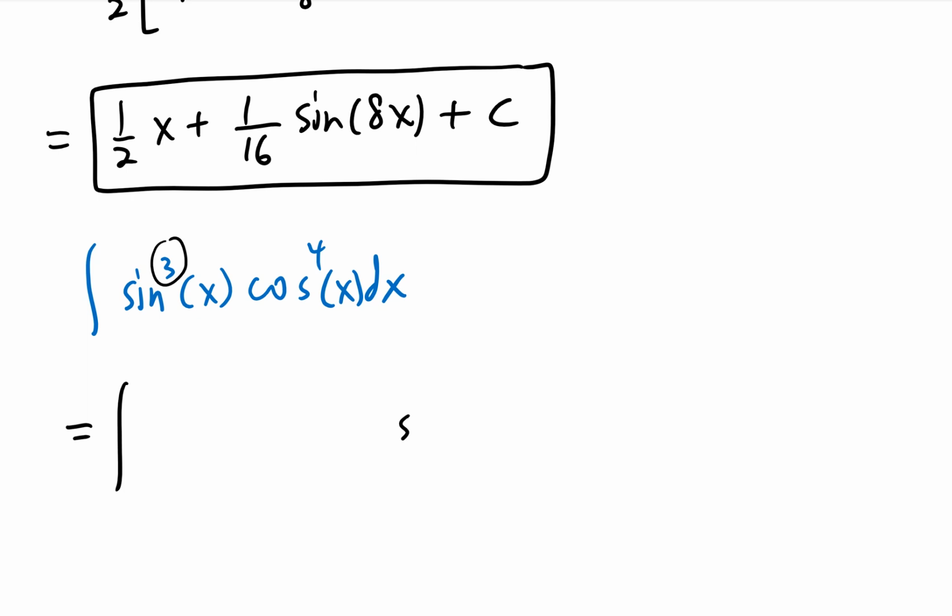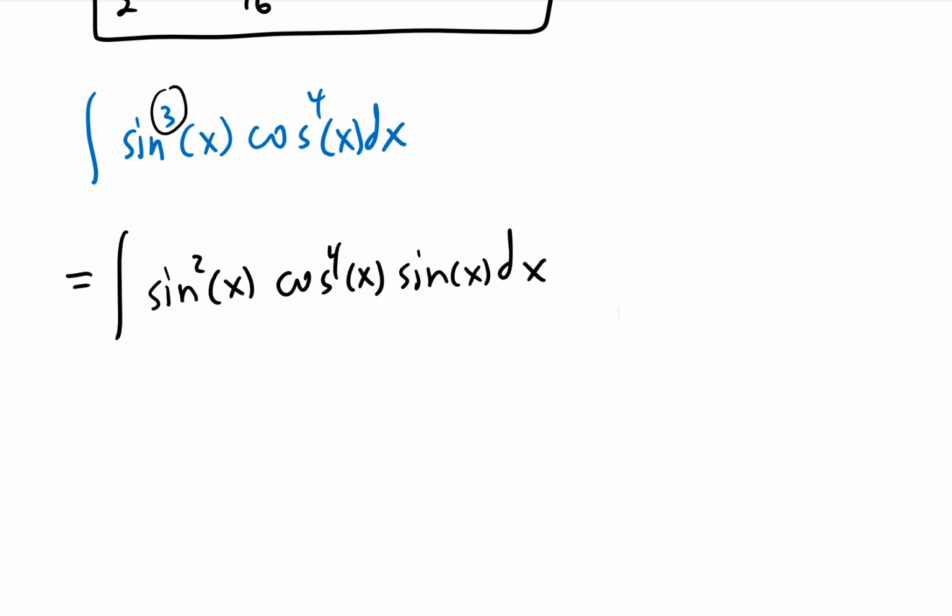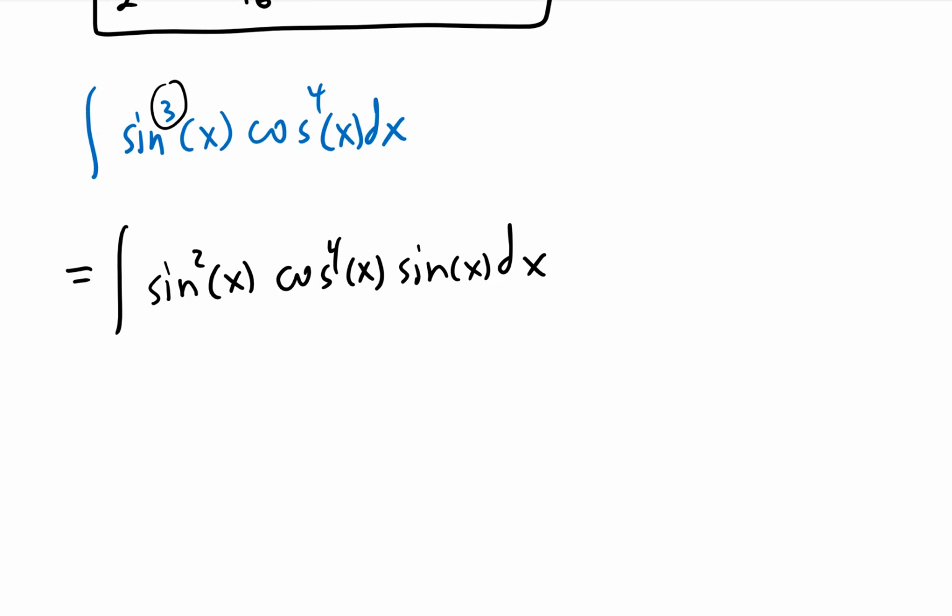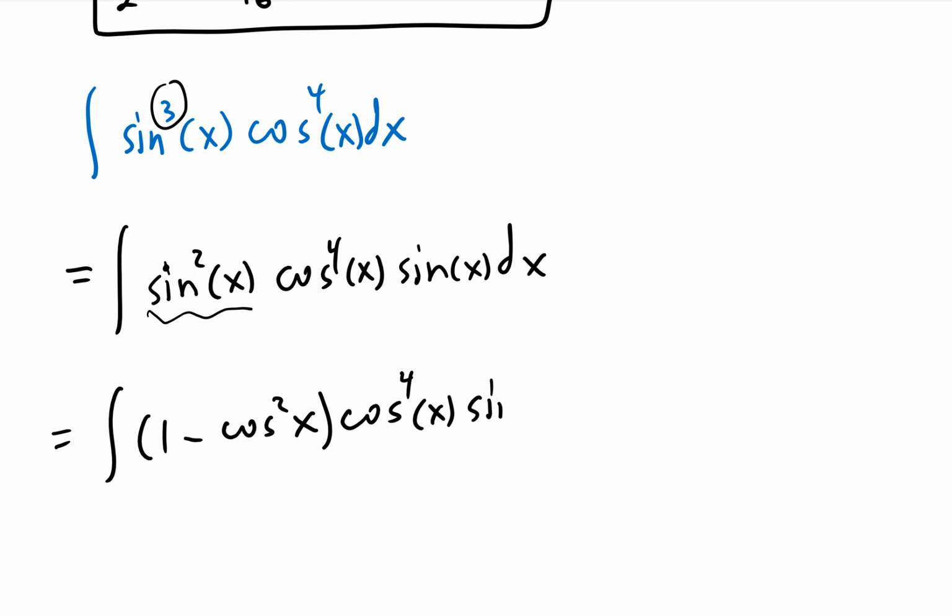save a copy of that sine, one of it, next to dx, and that will make it sine square x, and the cosine to the fourth x stays the same. So we save a copy of sine, and we'll see why we're doing this, and then convert. So save a copy of sine, convert the remaining, which is this, into cosine, 1 minus cosine square x. Keep this the same, keep this the same.